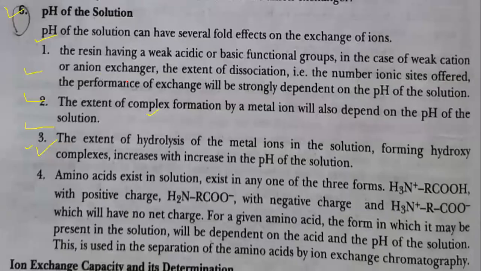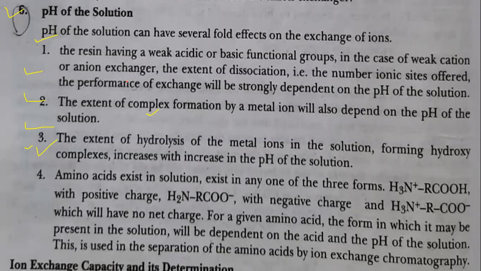Now the last factor is the pH of the solution. For resins having a weak acidic or basic functional group, as in the case of weak cation or anion exchangers, the extent of dissociation depends upon the pH of the solution. So the extent of complex formation by the metal ion will also depend upon the pH of the solution. Then the extent of hydrolysis of the metal ion in the solution, forming hydroxy complexes, increases with increasing pH of the solution.